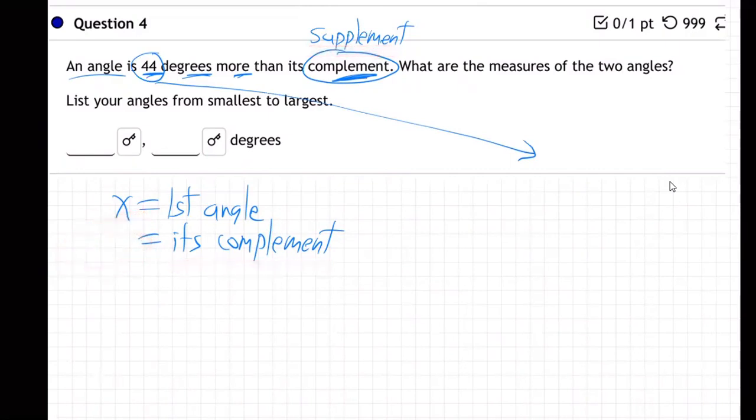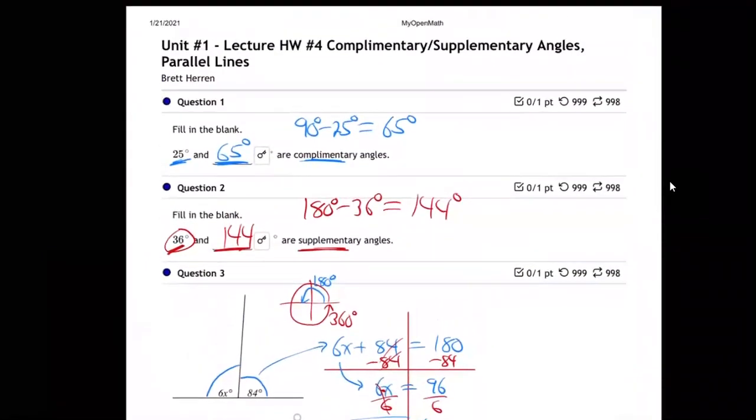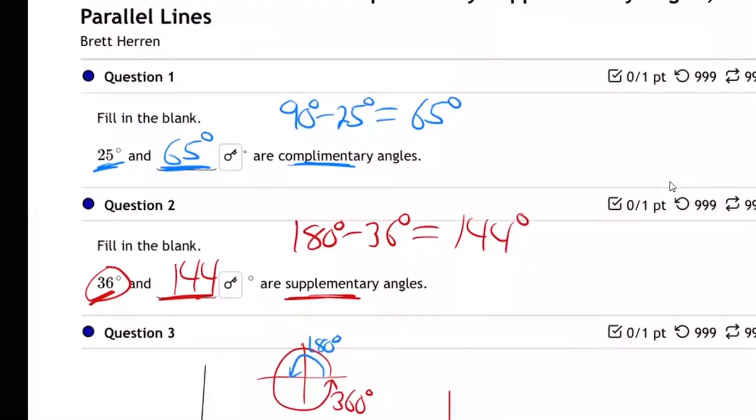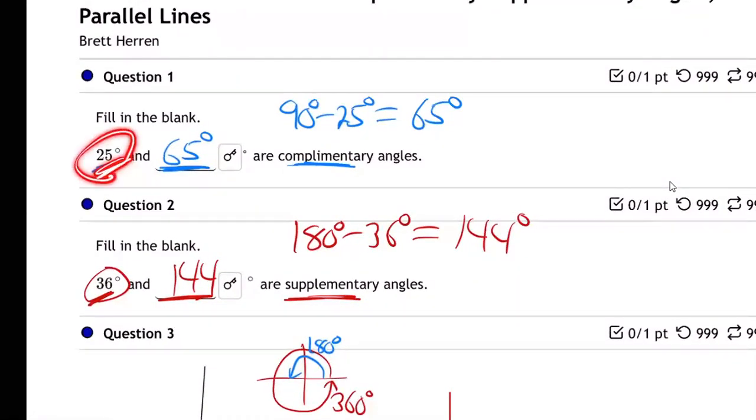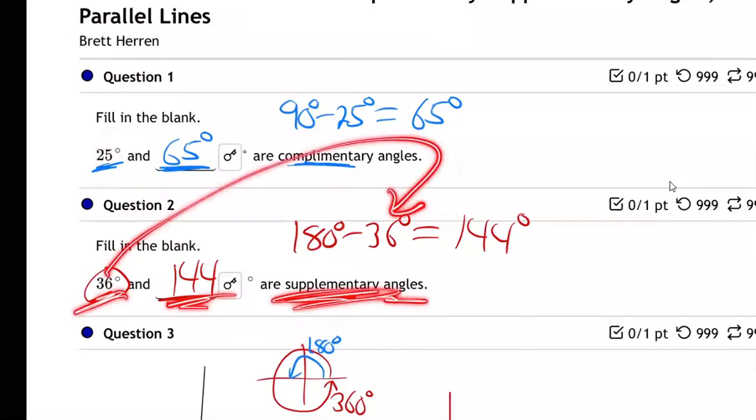Well, remember, we just did it, right? Back here on 1, 2, and 3. Let's just think back. They gave us 25 or whatever number you had on number 1, and some other angle, and they said they're complementary. What do we do? Subtracted from 90, right? And then on this next one, they said 36 and some angle are supplementary. So I took that 36 and I did what? Subtracted from 180. That's how you get the one that's supplementary.